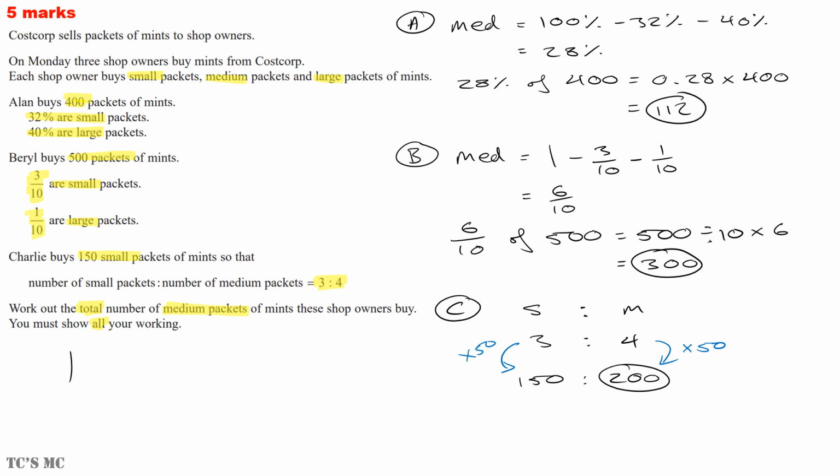The total then is to add them all up. 112, add 300, add 200. That gives us 612 and our final and fifth mark.